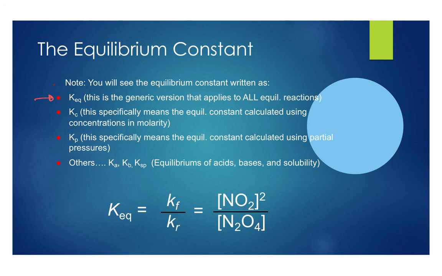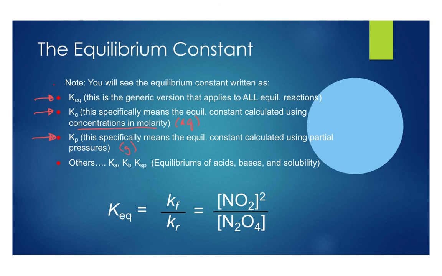Now, we also will sometimes write the equilibrium constant as Kc. This is the equilibrium constant calculated using concentrations in molarity. So this will be for things that are aqueous. We can also express the equilibrium constant in terms of Kp. This is the equilibrium constant calculated using partial pressures. So that's what we would use for gases.